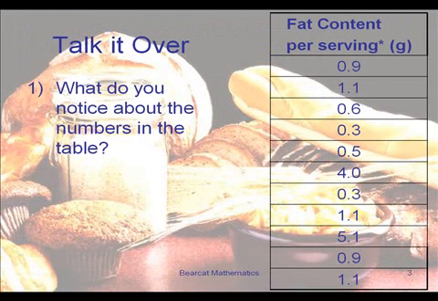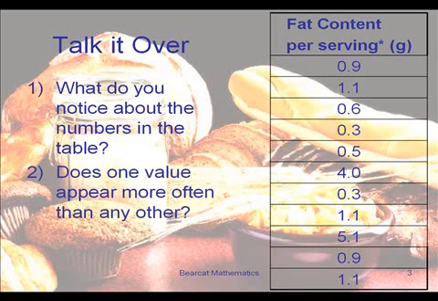What do you notice about the numbers in the table? Anything at all? Well, most people will say they see numbers that have at least one decimal place. Some people will say that the largest number they see is 5.1, the smallest number they see is 0.3. Some people might say they see three 1.1s, a couple of 0.9s. Does one value appear more often than the other? Well, we already saw that. The 1.1s appear 3 times. Nothing else appears 3 times.